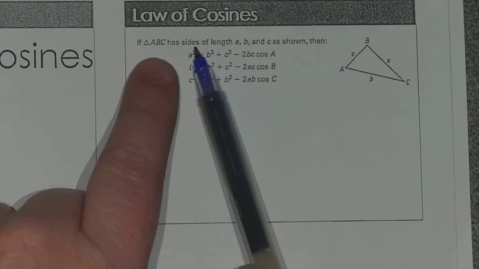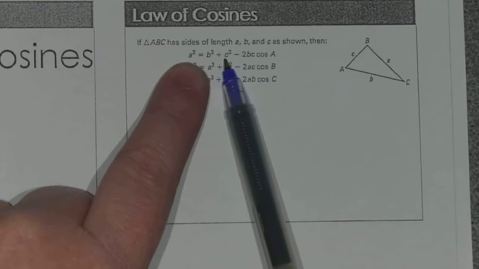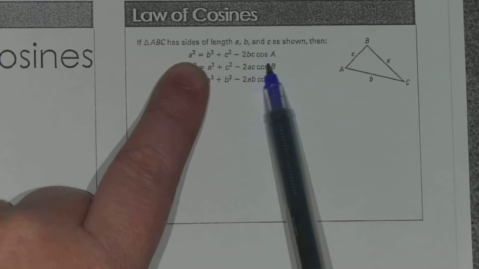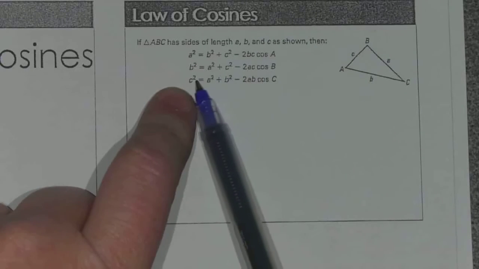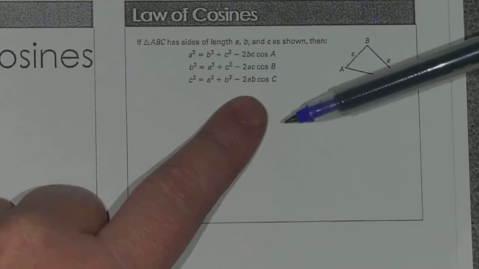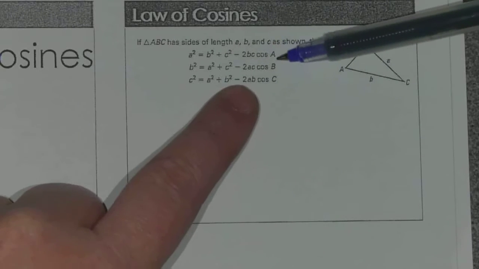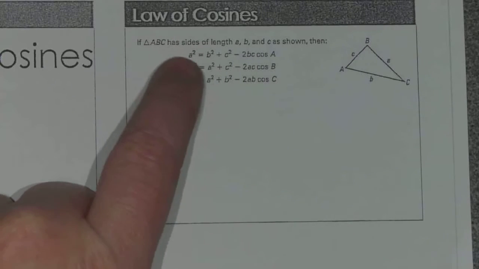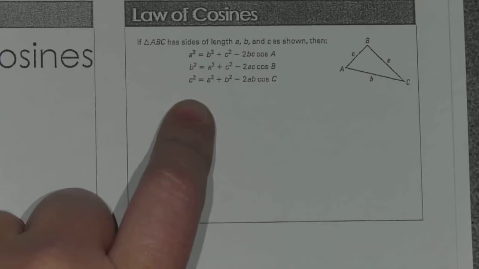So if you're looking for side A, you would use this formula, which uses side B, side C, side B and C again, and then the cosine of A. If you're looking to find side B, you would use this formula. If you're looking for side C, you would use this formula. These formulas also work backwards. Say I'm looking for the angle A. I would still use this top formula. Does that make sense that we can find side A or angle A using that top formula pretty easily?